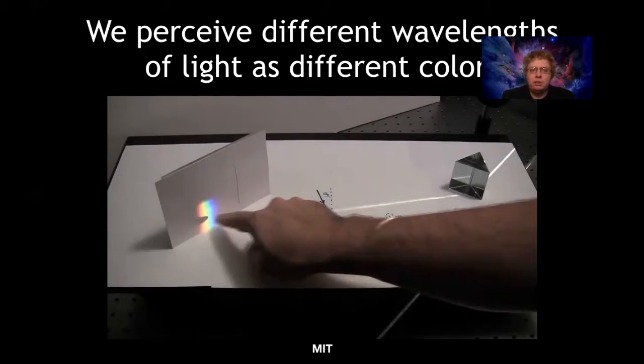We perceive different wavelengths of light as different colors. So what we're showing here is light that's being passed through a prism. And this prism is affecting different colors of light, different wavelengths of light, slightly differently. And what it does is it causes the light to spread out. So after it goes through the prism, you can see that the light has spread out into its different colors. The blues and the purples are over here, and the reds are over here.